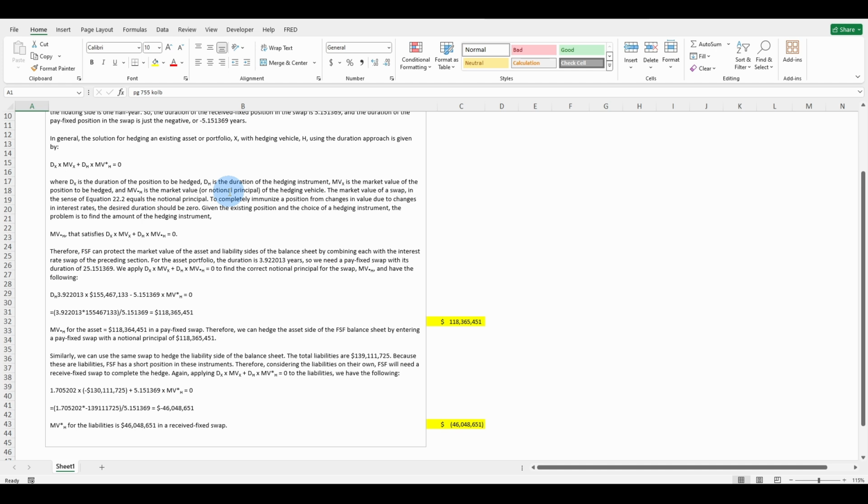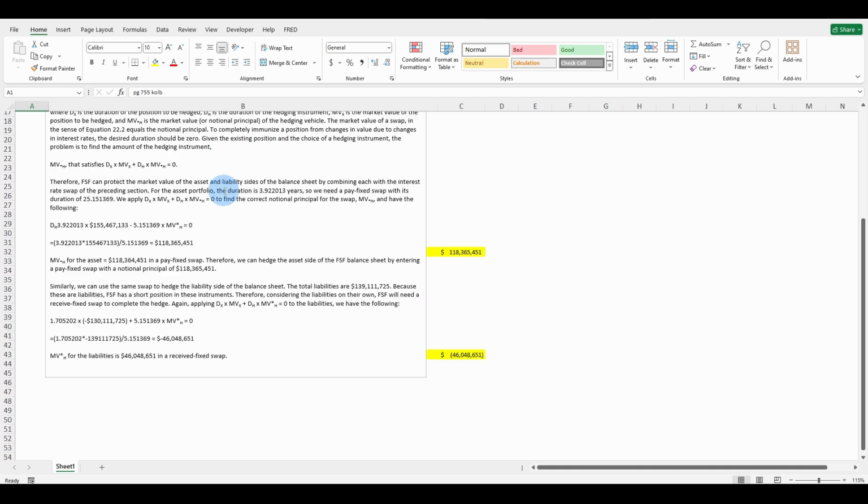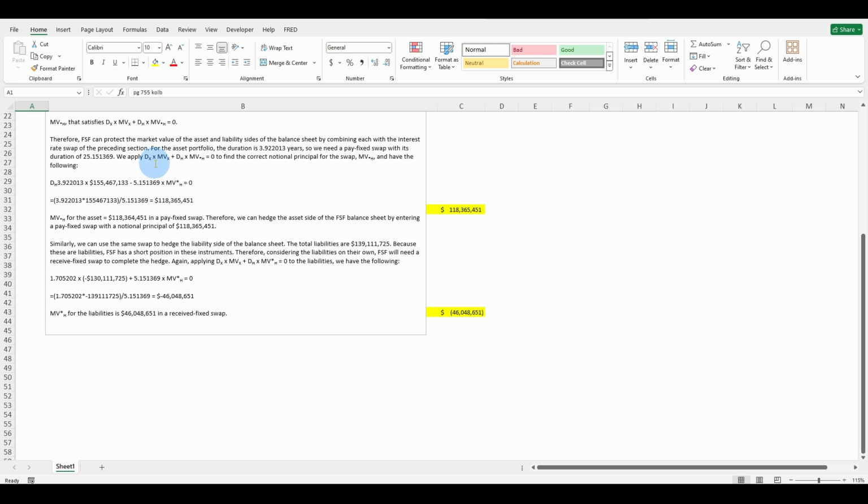To completely immunize a position from changes in value due to changes in interest rates, the desired duration should be 0. Given the existing position and the choice of hedging instruments, the problem is to find the amount of the hedging instrument, which is MV_H, that satisfies D_X times MV_X plus D_H times MV_H equals 0. Therefore, FSF can protect the market value of the asset and liability sides of the balance sheet by combining each with the interest rate swap of the preceding section.